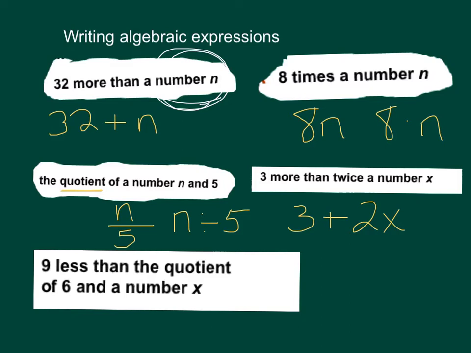Now here's a tricky one. Less than. Whenever you see less than, you have to switch the order. Less than means you're going to subtract. So I have 9 less than, so I know that that's going to go on the end. You have to remember that. That will be on a test. The next part says the quotient of 6 and a number x. We already know that quotient is division. So we have the quotient of 6 and the number x. Less than, again, you have to switch the order. You will be tested on that. Please remember that.